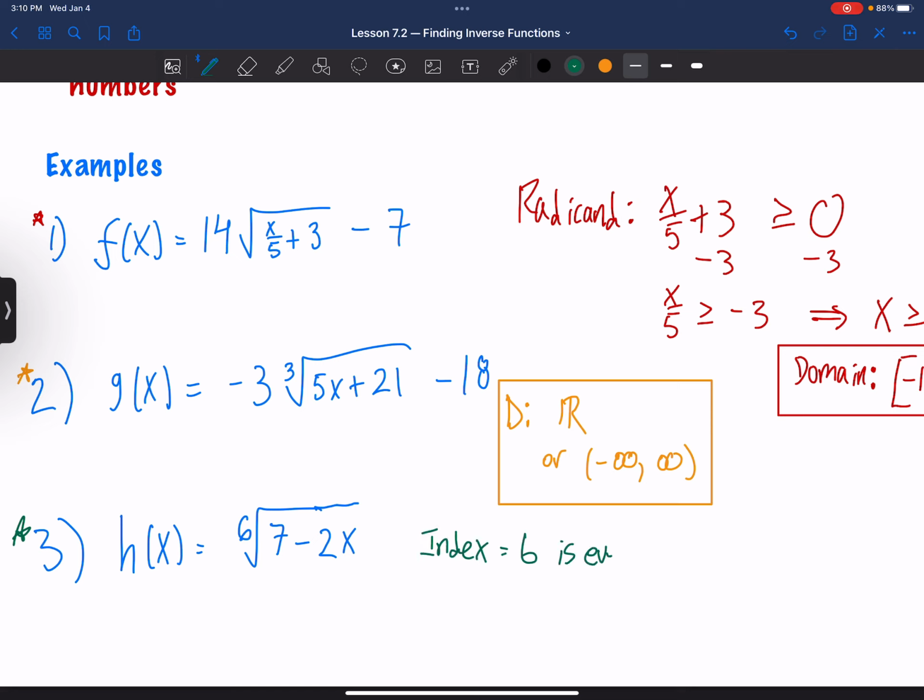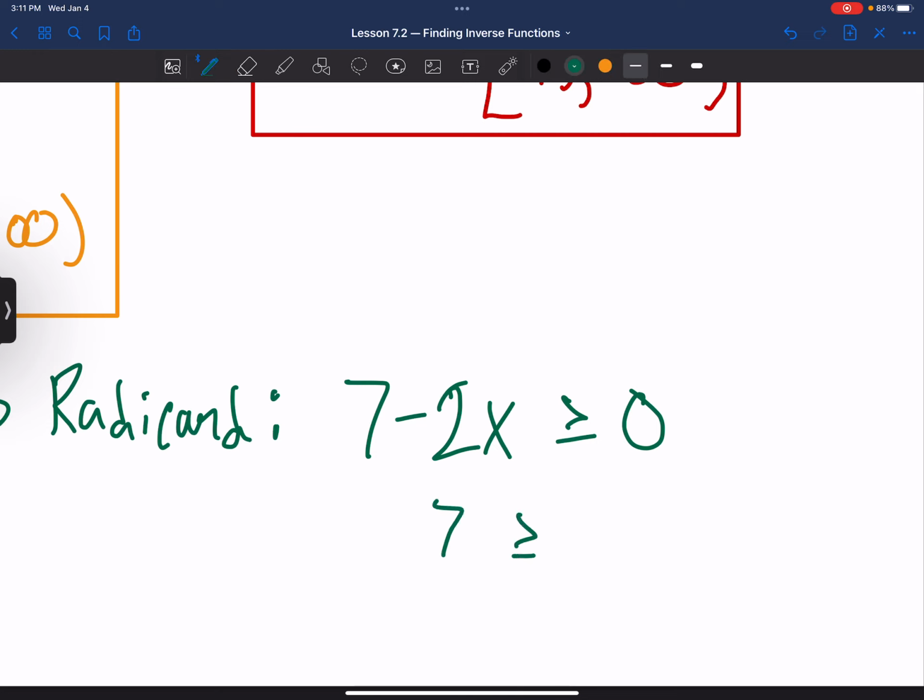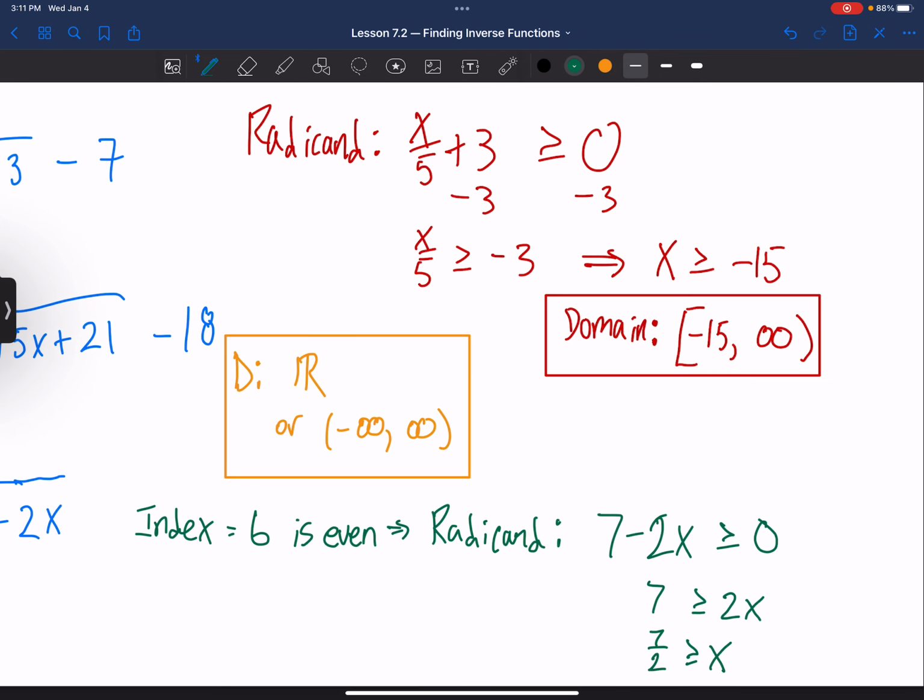So I'm going to say the radicand is 7 minus 2x, and that is greater than or equal to 0, and I will just solve that for x. I could pretty easily do that by adding 2x to both sides. 7 is greater than or equal to 2x, and of course divide by 2, so I get x is less than or equal to 7/2. This says 7/2 is greater than or equal to x, so flip it, right? If you wanted to flip it, x is less than or equal to 7/2.